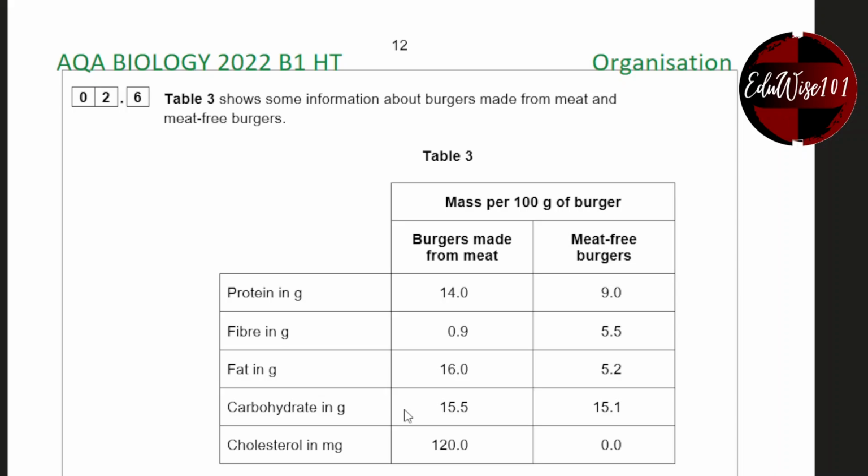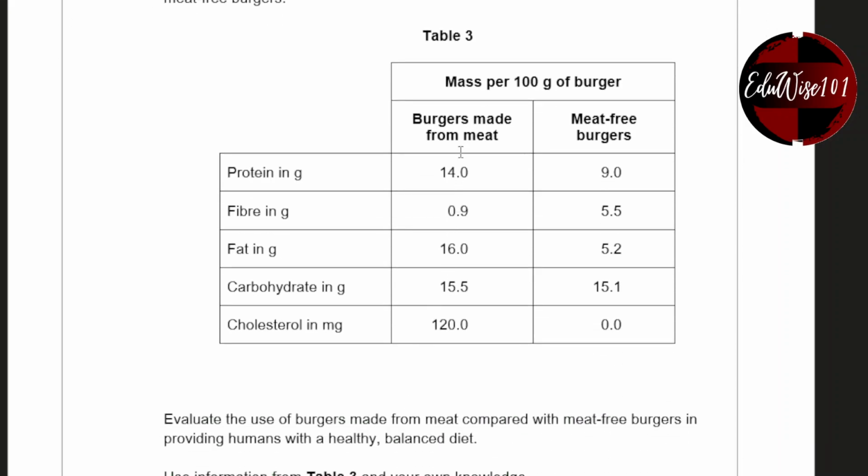Question 2.6. Table 3 shows some information about burgers made from meat and meat-free burgers. They have given you the mass per 100 gram of burger, for burgers made from meat and meat-free burgers. We've got protein, fiber, fat, carbohydrate, and cholesterol. Now, cholesterol and fat can go together. The nutrients that are actually missing are vitamins and minerals.